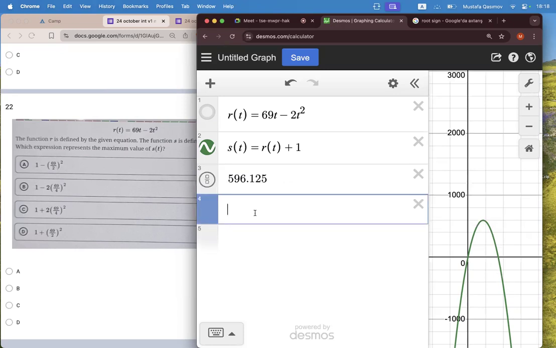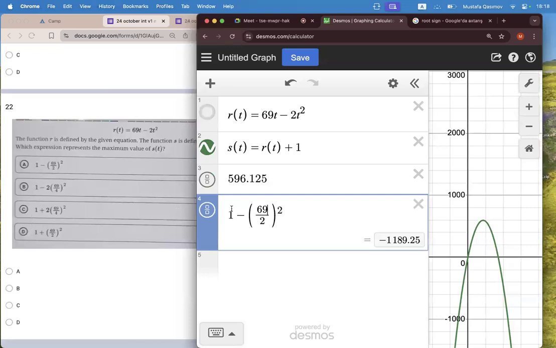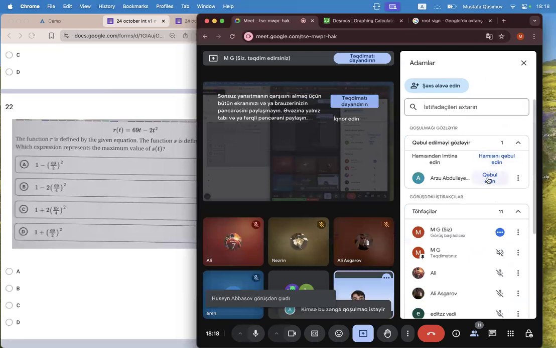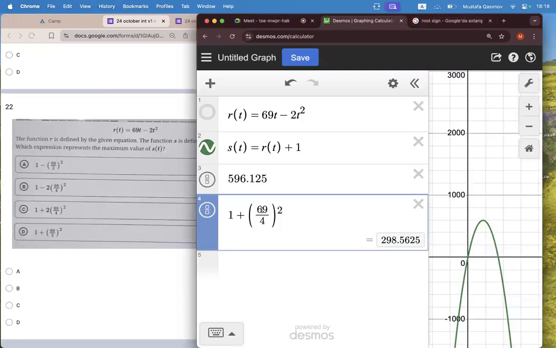And let's look at the options now. For A, it is 1 minus 69 over 2 squared. So you can see that it is not correct, right? Let's look at the second one. It is also negative. A and B are negative, so they are not correct. Let's look at C. 1 plus 69 over 4 squared. For D, it is just 69 over 2 squared like this. So just wait 1 minute. Okay, answer is C.